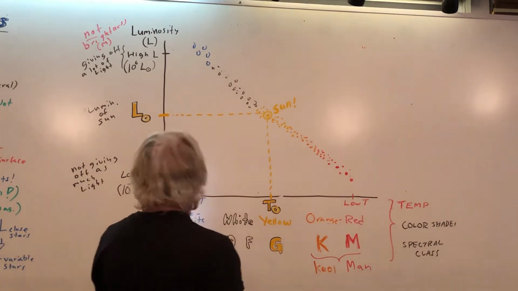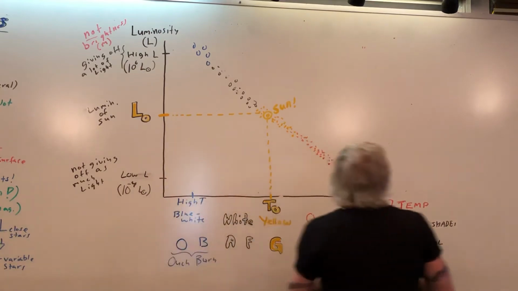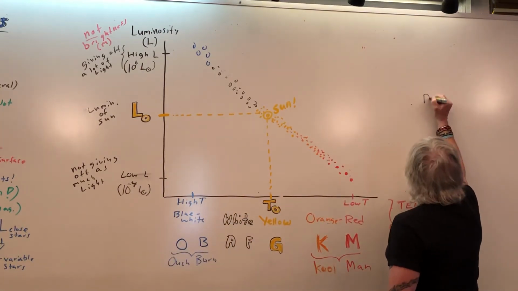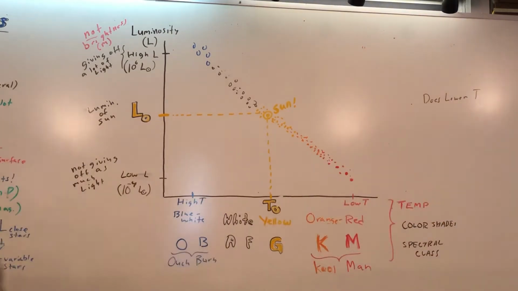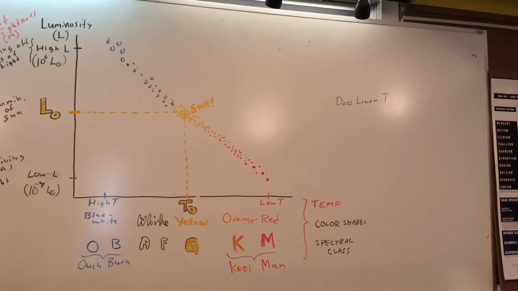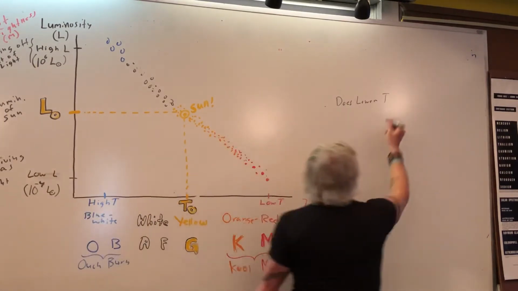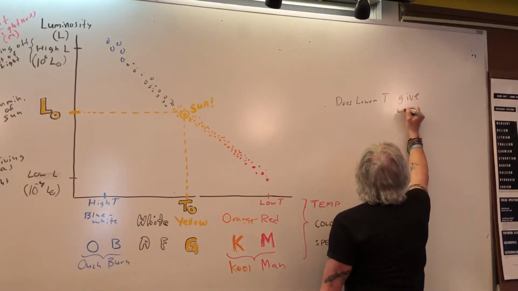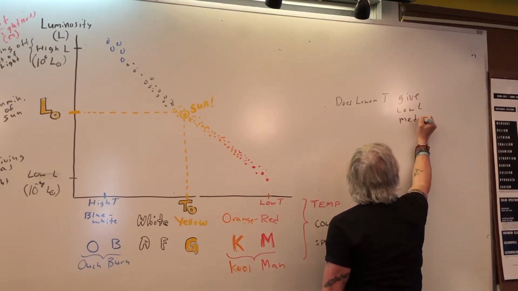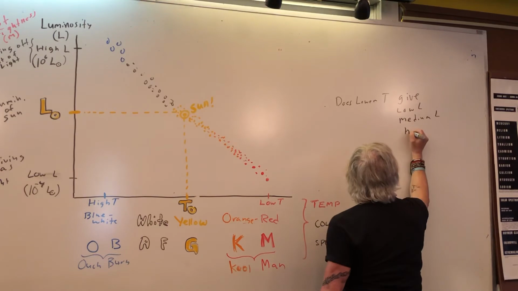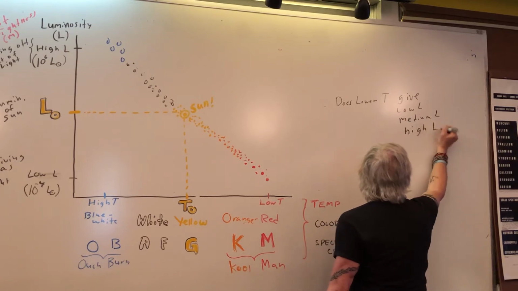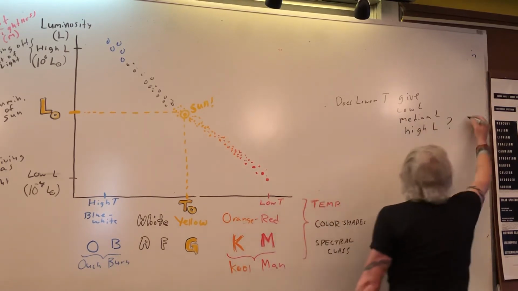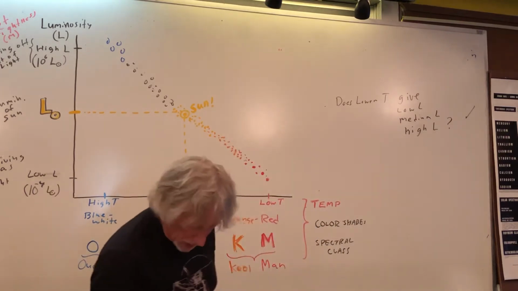Let me put these questions on the side, then I'll get rid of them actually. So the question is, does lower temperature give low luminosity, medium luminosity, or high luminosity? We answered that question. That makes sense, right? So make sure you write that down. I'm going to erase it here in a second.